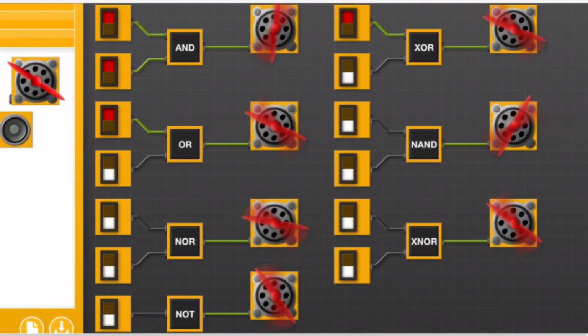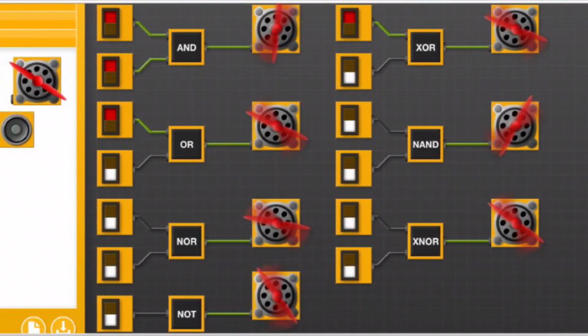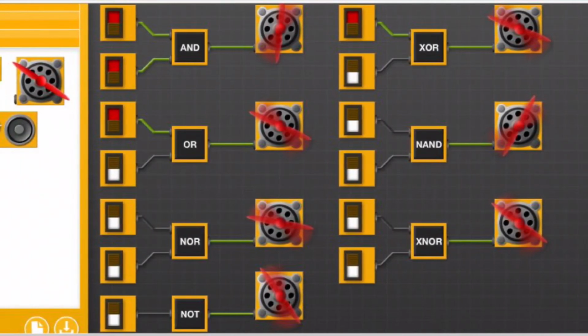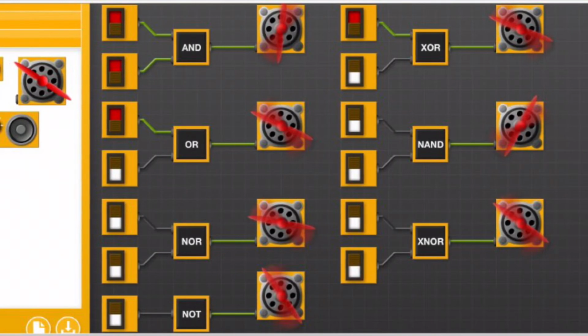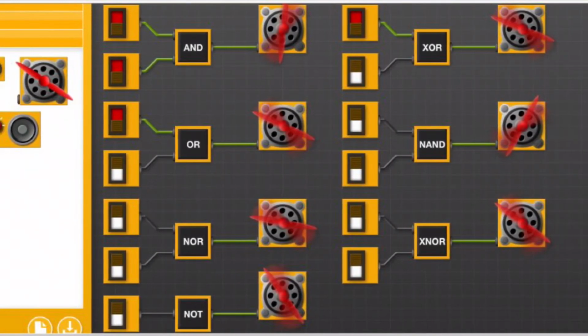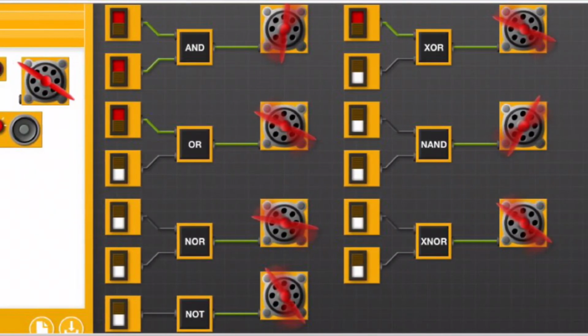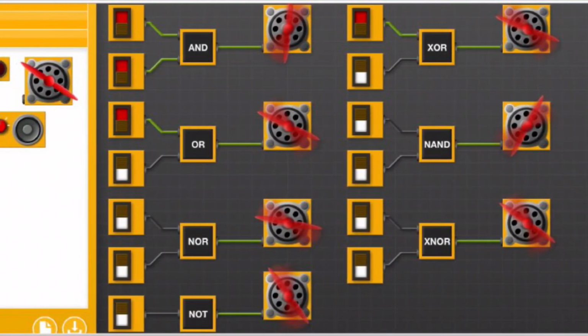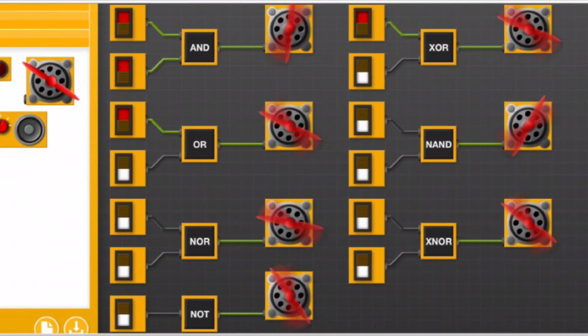In the OR logic gate, we only had to turn on one. In the NOR, we didn't have to turn on any, the same as the one for NOT. In the XOR, we had to turn on only one so that it could work. In the NAND, we didn't have to turn on any, the same as in XNOR.